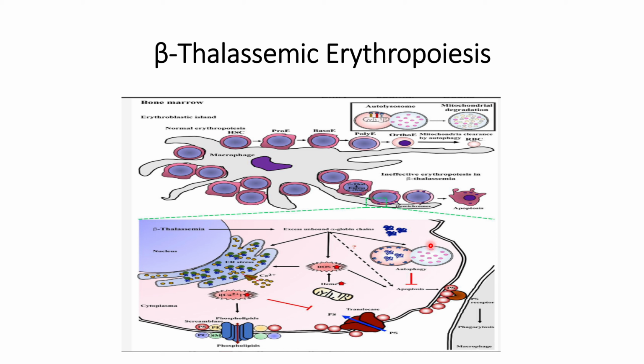And one way the cell is controlling this excess alpha globin is through autophagy, and this autophagy will lead to apoptosis. However, when the ROS content is increased to a certain extent, or to an aggravated condition, then it will try to inhibit the apoptosis also.